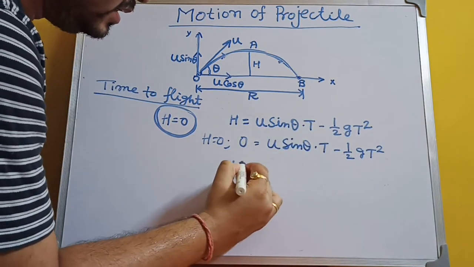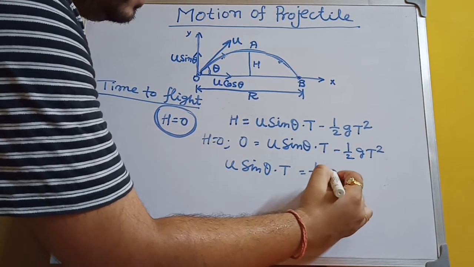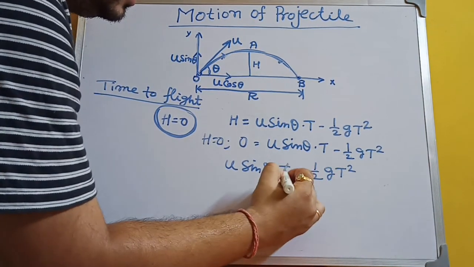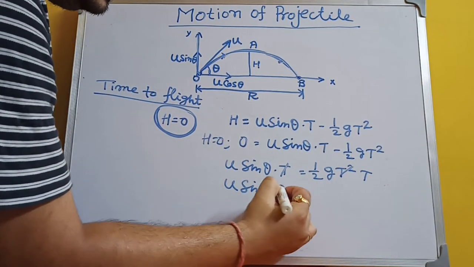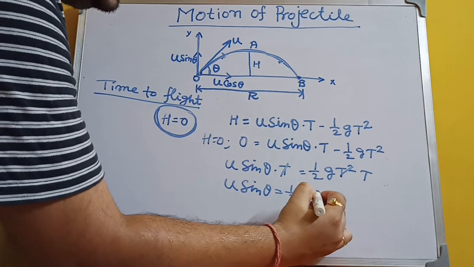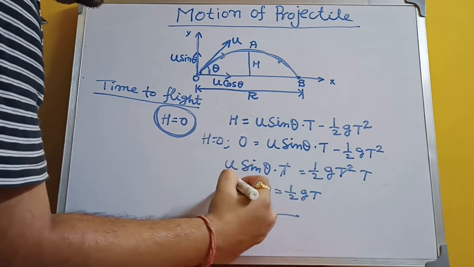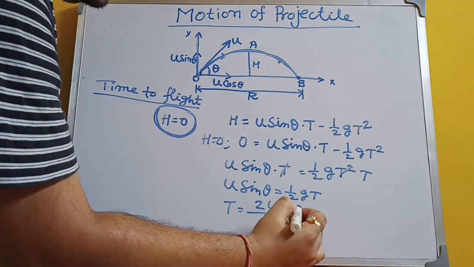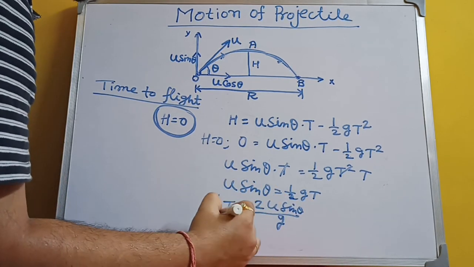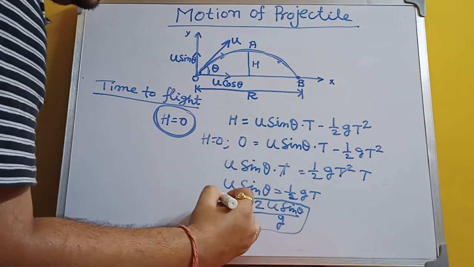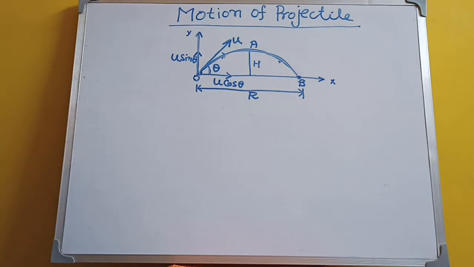Now take this one: u sin theta into t is equal to half g t square. So t cancels, that is, u sin theta is equal to half g into t. From here you get the value of t. 2 is multiplied on this side, so you will get the time t equal to 2u sin theta by g.